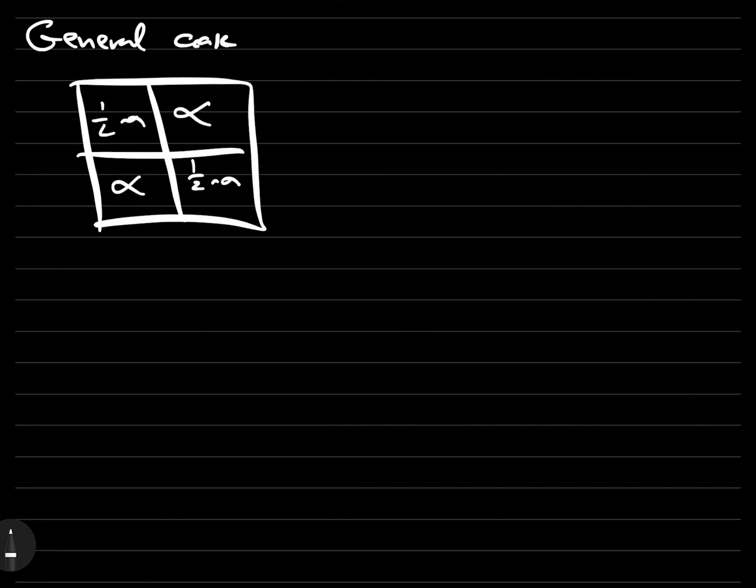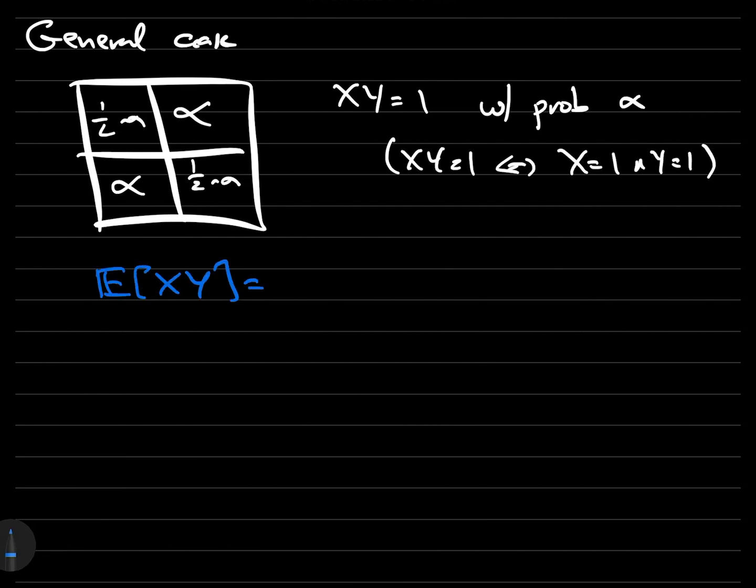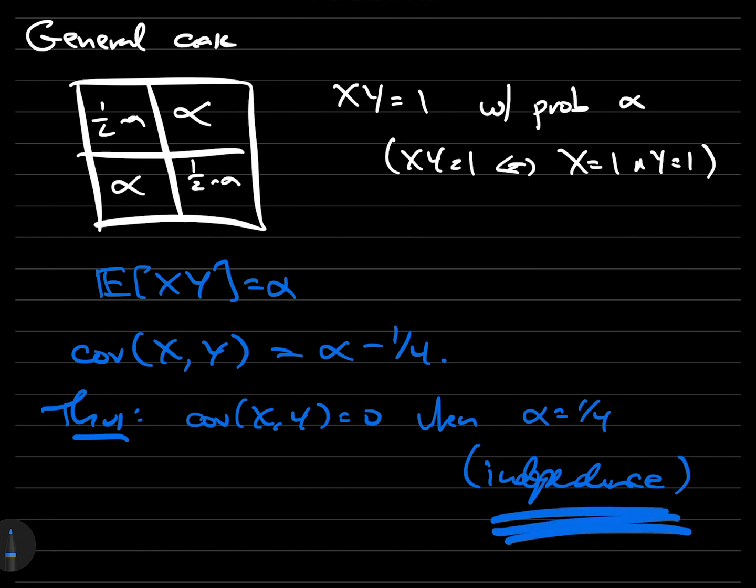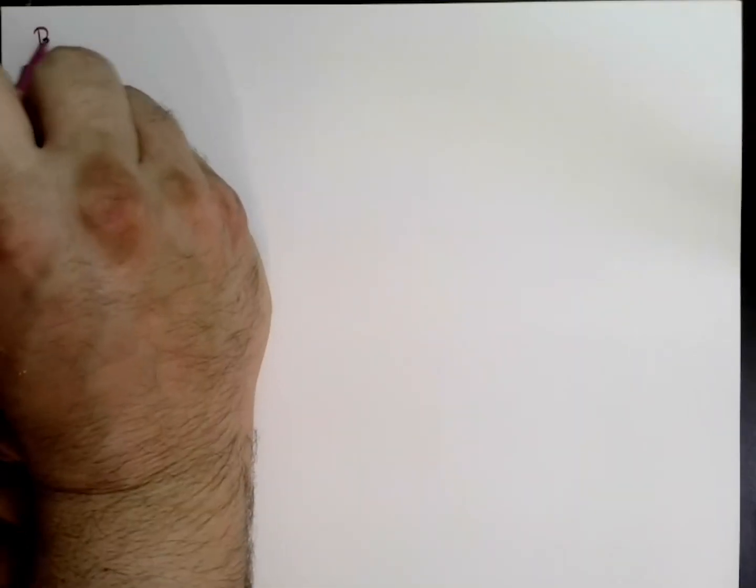If we now consider the general case for any alpha, notice that in this case, xy equals 1 with probability alpha, therefore the expected value of xy is alpha, and the covariance is alpha - 1/4. Notice in this case that we get a 0 covariance when alpha equals 1/4, but that's exactly the condition for independence. Okay, back to the weather data.